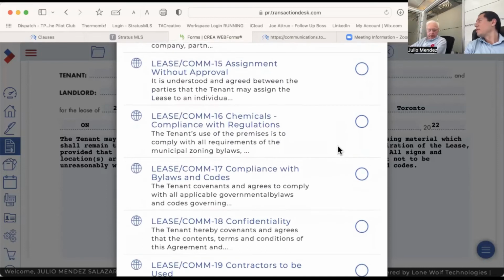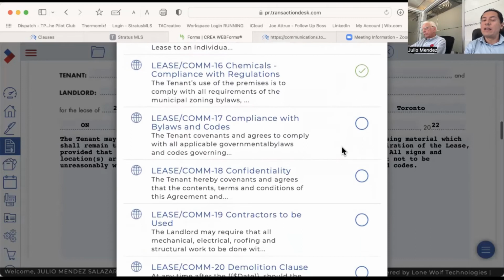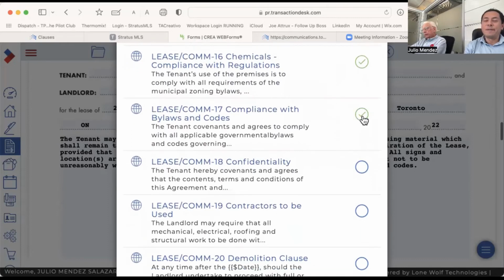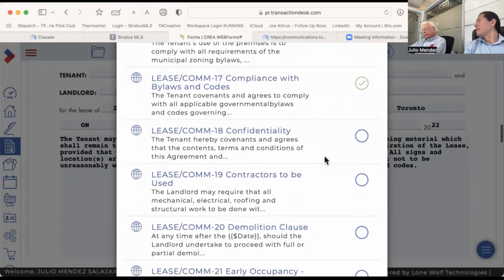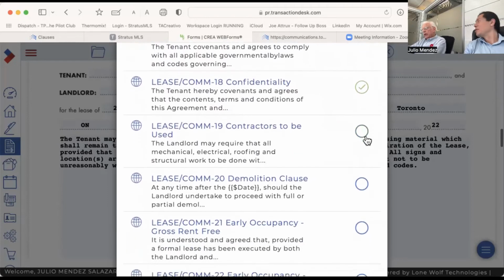You can throw that in there. Yes, nothing wrong with it. Compliance with bylaws and codes. Yes. Confidentiality. Yes. Contractors to be used. That's where we get to the point where the tenant wants to make improvements. The landlord may want to see who his contractor is and approve him prior to signing the agreement to lease.